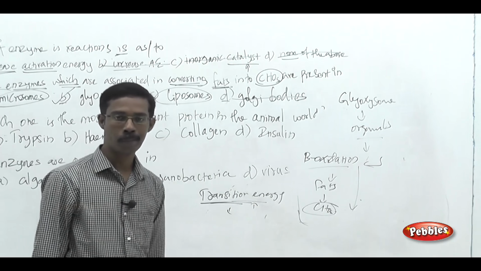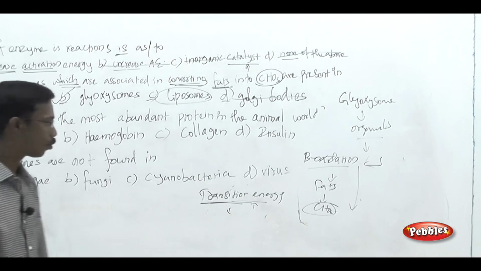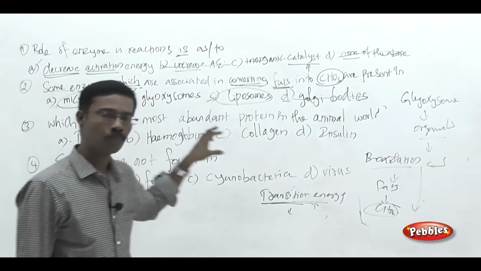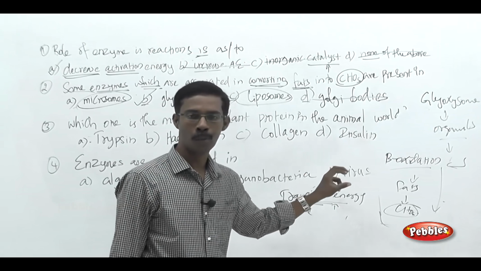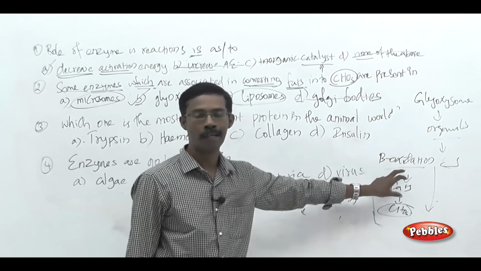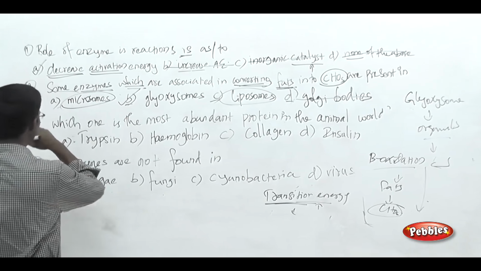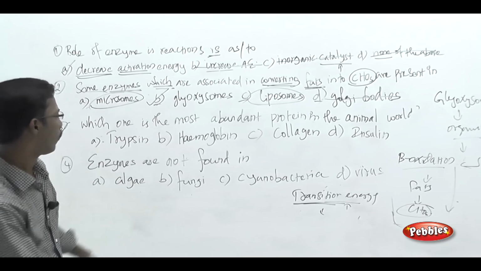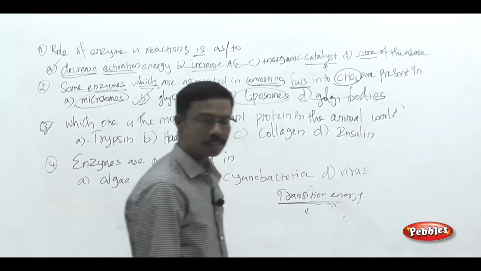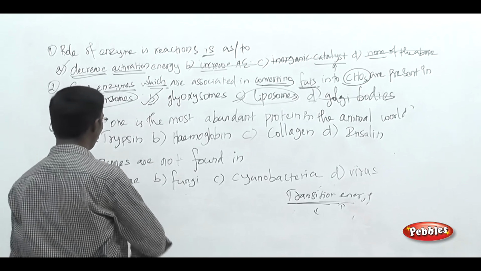What is the site of the glyoxylate pathway? The organelles, glyoxysomes. You have to remember the term glyoxysomes, which contain the enzymes for the glyoxylate pathway. What is the role of the glyoxylate pathway? It does the beta oxidation of fatty acids or fats into carbohydrates. And see the next question. Which protein is most abundant in the animal world? There are four choices for you.